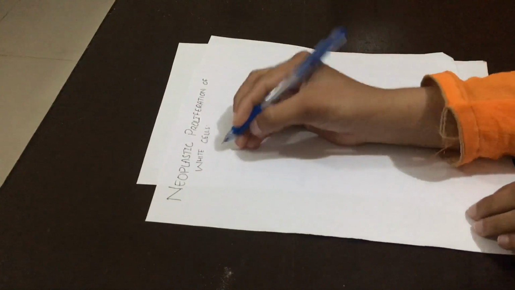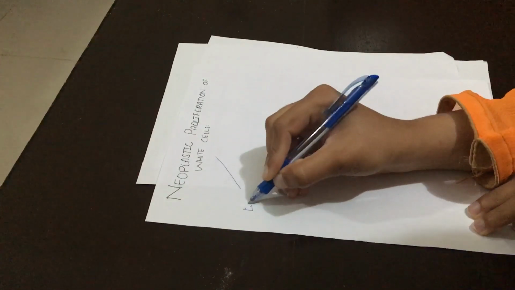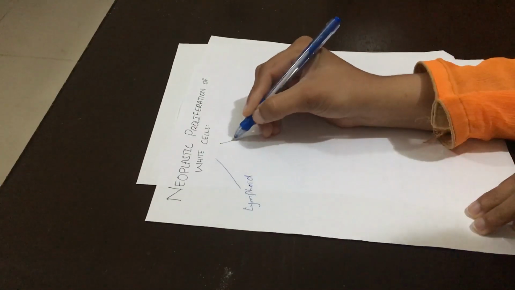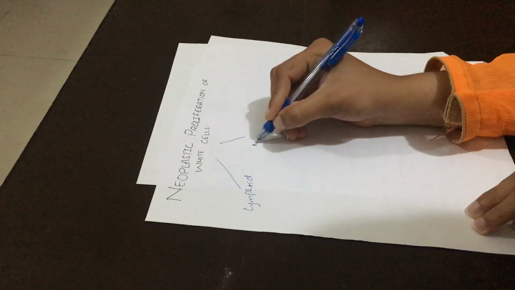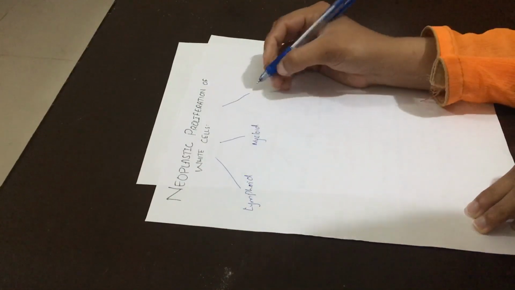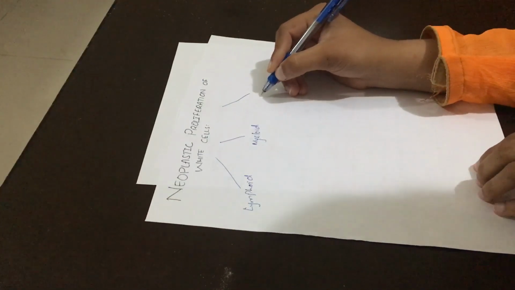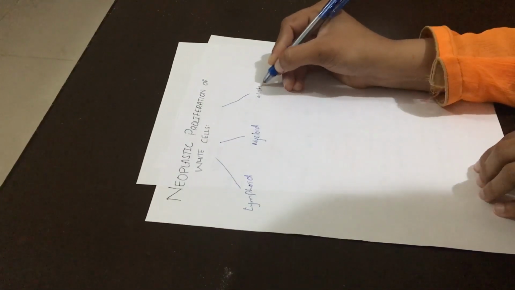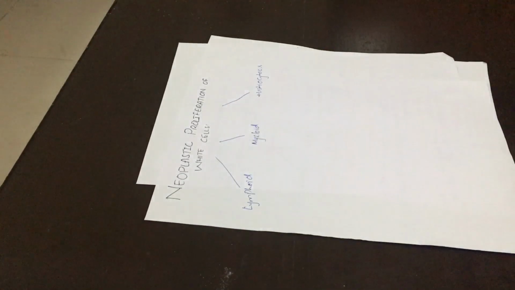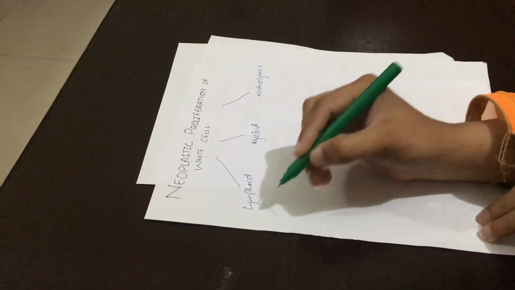What are those three? Either there are lymphoid neoplasms, the second is myeloid neoplasms, and the third is histiocytosis.